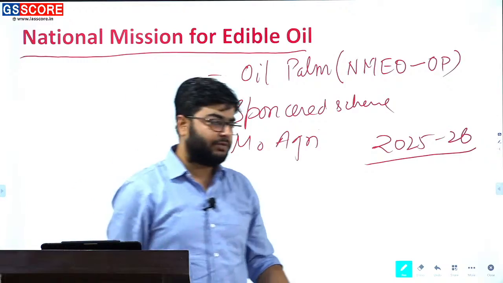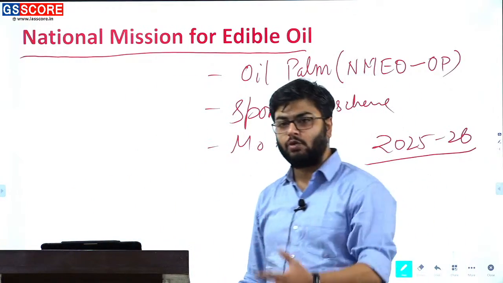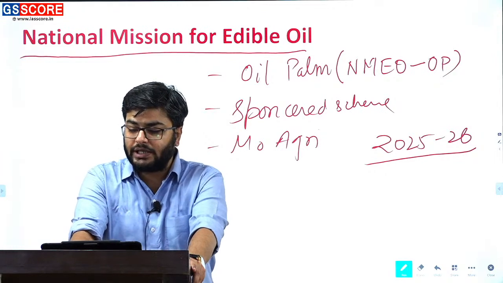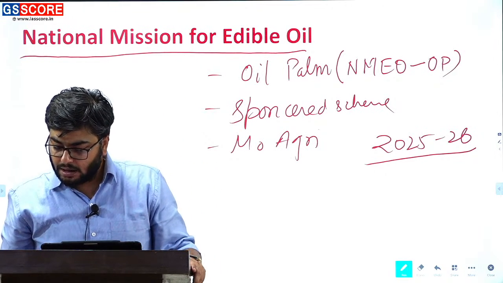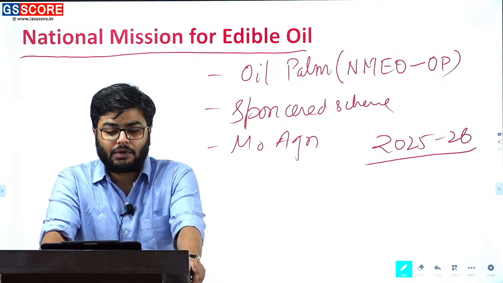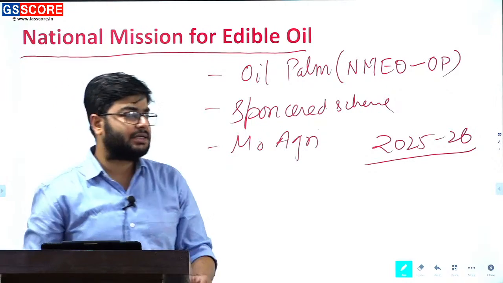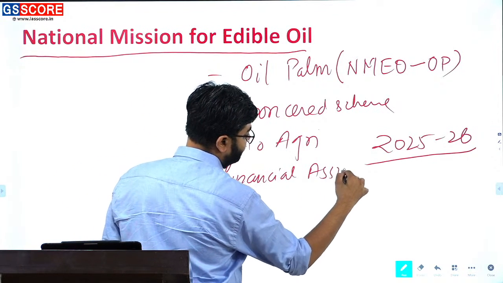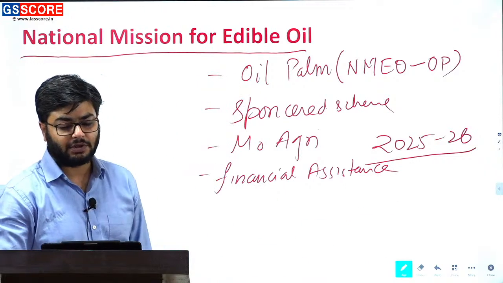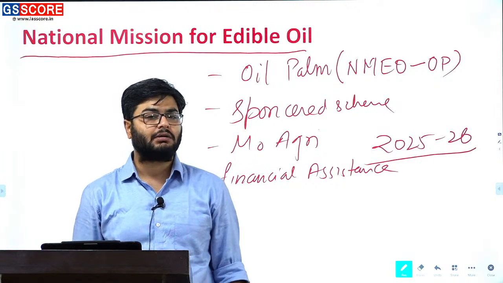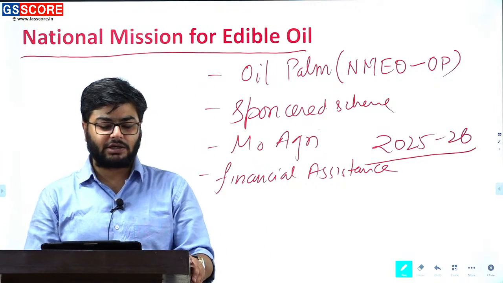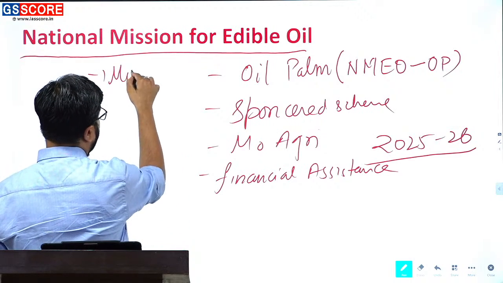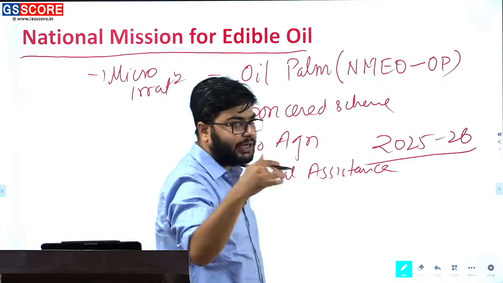And when it was launched in 2021, it absorbed within its fold the oil palm component of the National Food Security Mission. So there is one part which relates to the financial assistance to the farmers for planting, intercropping, maintenance and management, water infrastructure, etc. Within this scheme, you have a focus on micro irrigation.